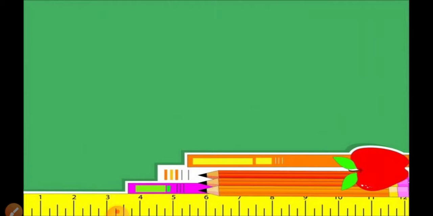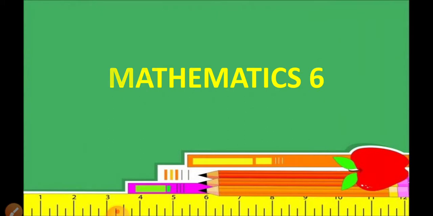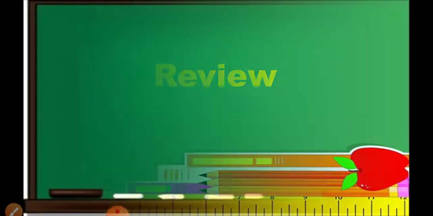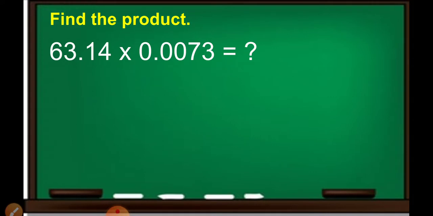But before that, let us recall first our lesson that we tackled last time, and that is all about multiplying decimal numbers. Okay, let us multiply 63.14 times 0.0073.